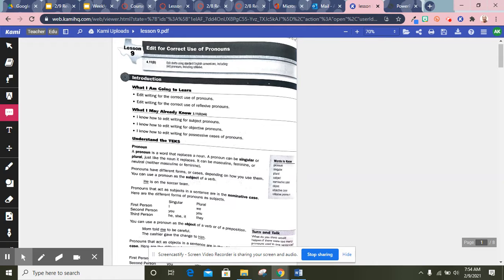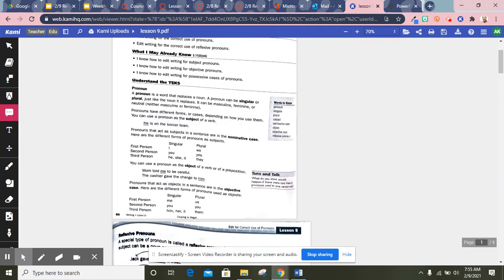So let's look. What am I going to learn? I'm going to edit for the correct use of pronouns, and I'm going to edit for the correct use of reflexive pronouns. So let's talk about it.